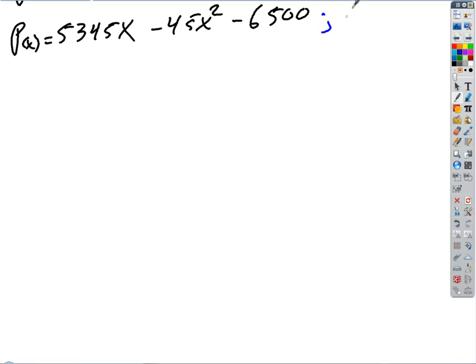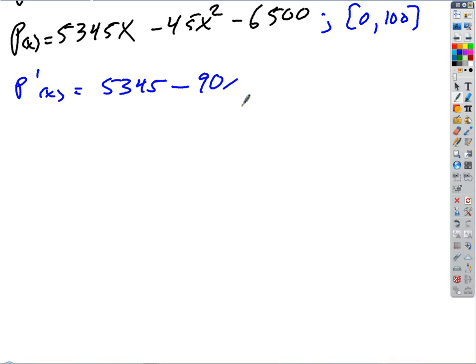Okay, we got our domain, which we said was 0 to 100. So what's P prime then? Negative 90x plus 5345. As advertised, a lot of times the calculus ends up being pretty easy on this problem. Once you go through the hassle of setting it up, it's just a polynomial. So this equals 0 when x is what?